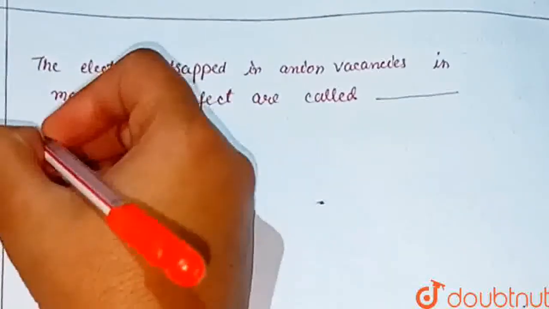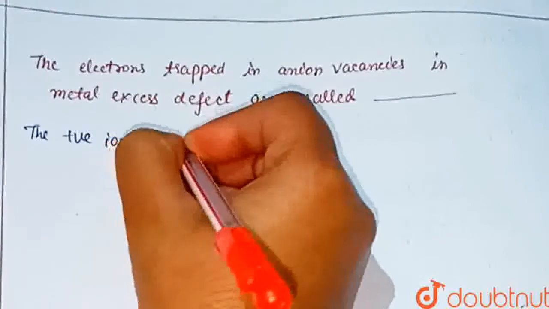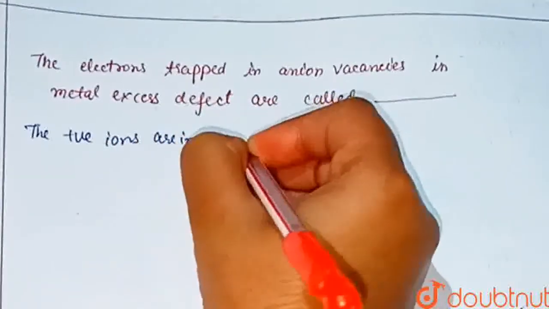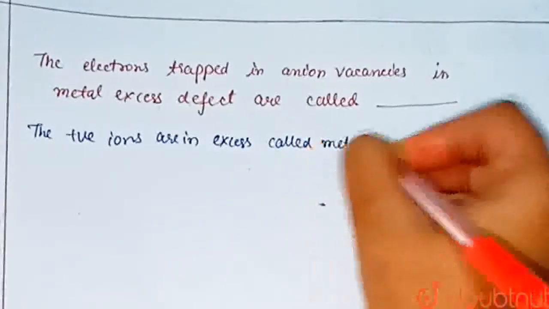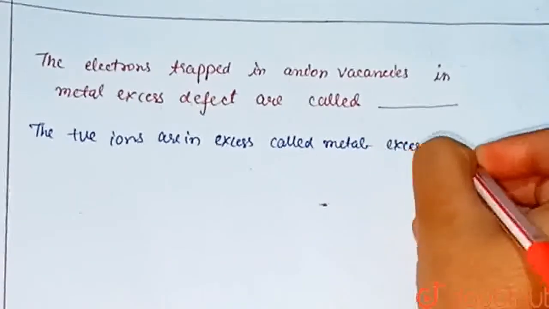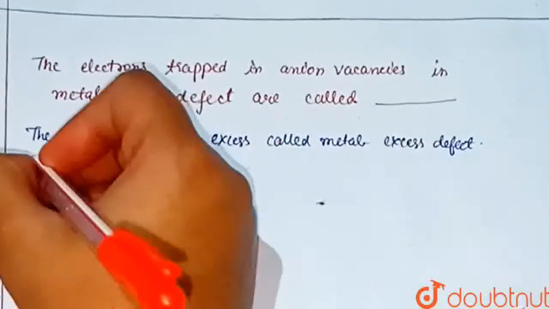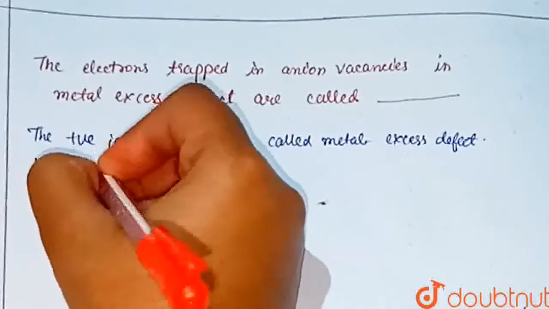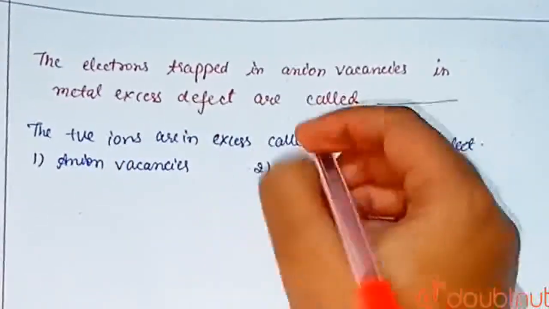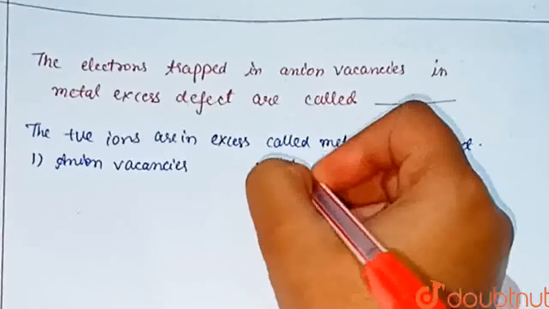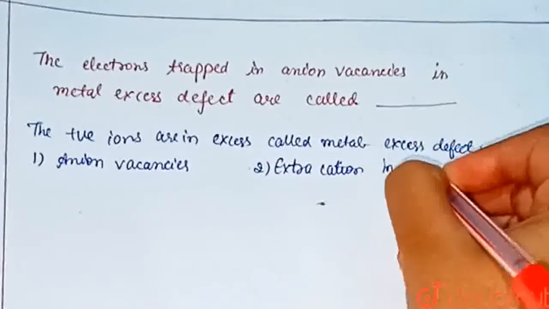In this defect, the positive ions are in excess. This is called metal excess defect. This metal excess defect arises due to two ways. First, anion vacancies, and second, extra cations in interstitial sites.